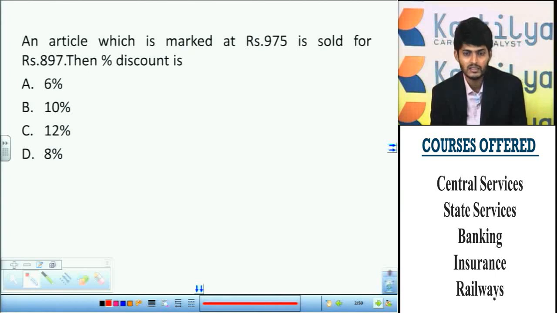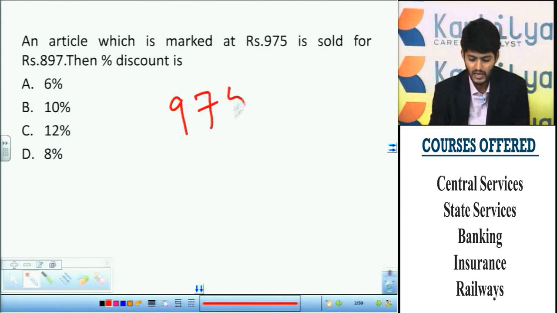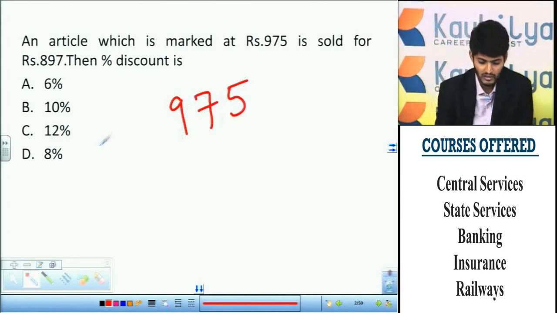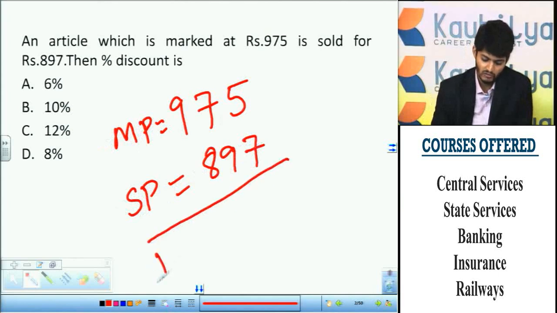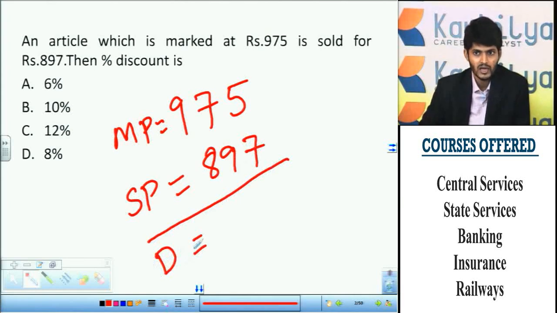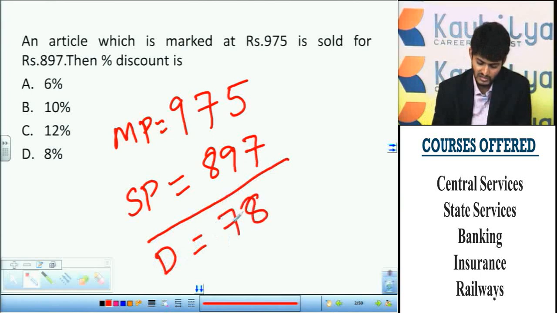Whenever you avail a discount, the discount is always given on the marked price. In this case, the article is marked at 975 rupees, right? Whereas it is sold for 897 rupees. That means he clearly availed a discount on this item, which has resulted in the price being only 897. Discount in terms of rupees would be whatever price is mentioned on the price tag minus whatever price you sell to the customer. So ultimately it would be 975 rupees minus 897. So the discount that you have given to the customer is 78 rupees.